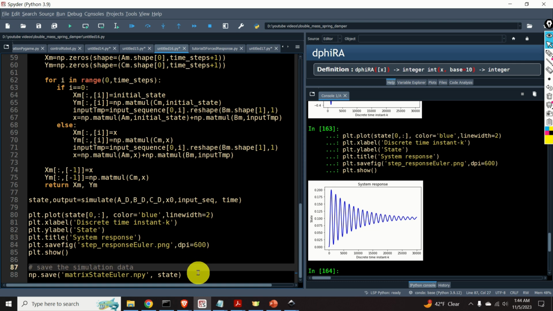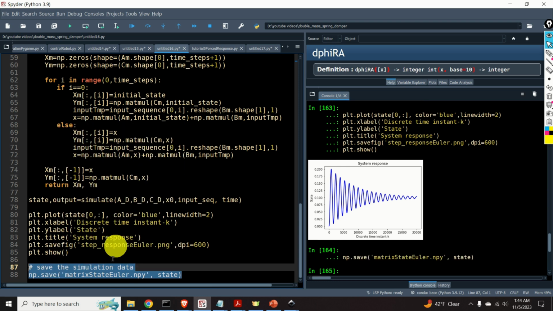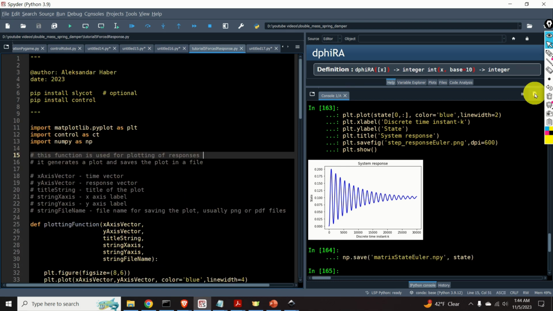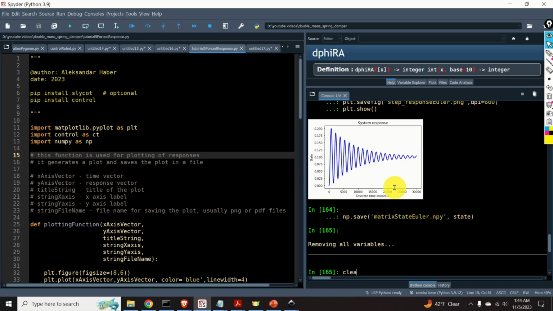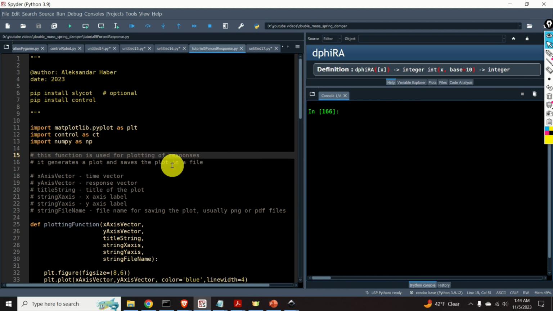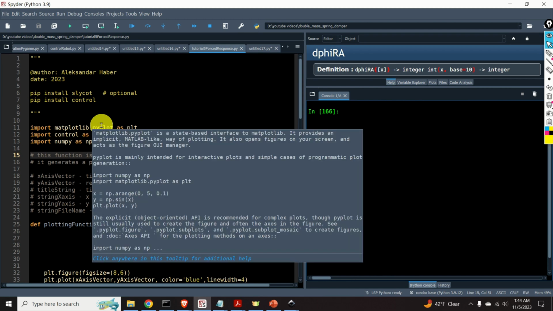Now, let's save the simulation data, since I will be using this simulation data to compare this approach with the second approach. I can do it like this. Let's erase everything, and let's clear the screen over here. Here's the second approach for simulating the dynamics.